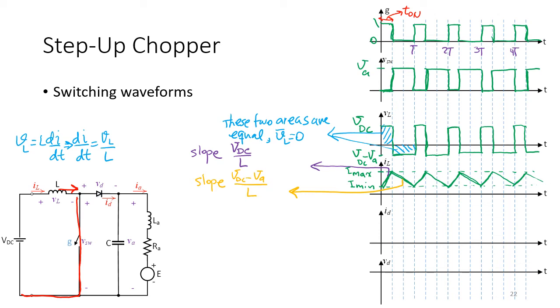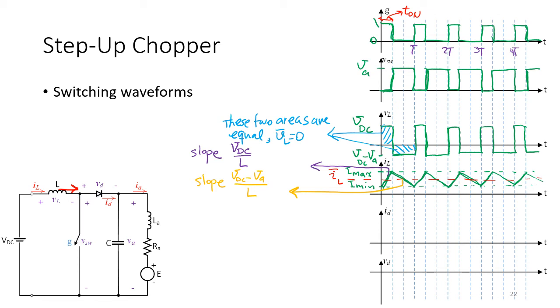And because the changes are linear, IL average will be simply the average of Imax plus Imin, over 2. So here we have the IL average. Okay. Let's delete this part.